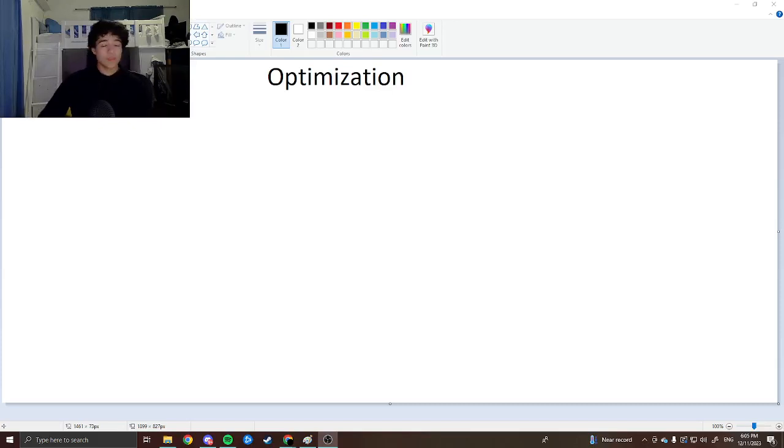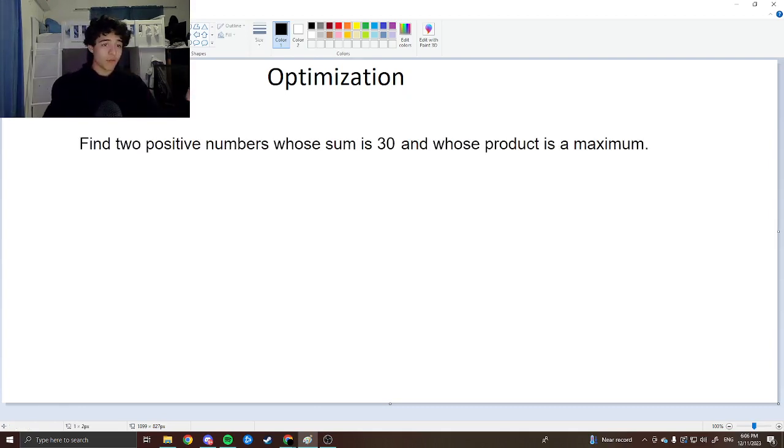Up next, the last part of this unit that we are covering is optimization. And what is optimization? I'm going to give you an easy example, and then I'll give you a little harder example. A very simple kind of optimization is a problem like this. It says find two positive numbers whose sum is 30 and whose product is a maximum. I'm trying to find two numbers that add up to 30 that multiply to the biggest possible number.